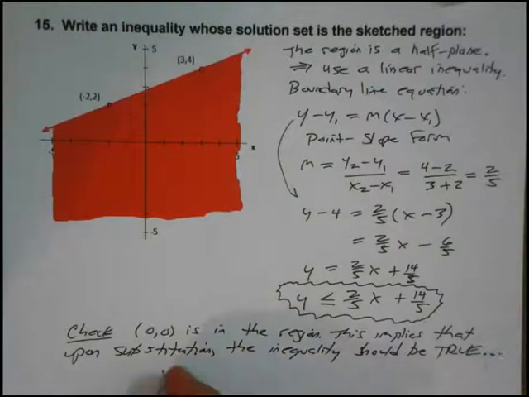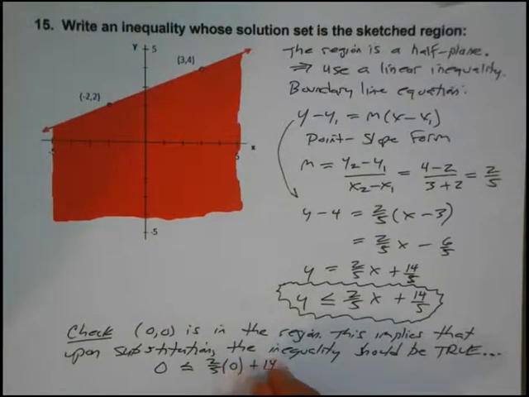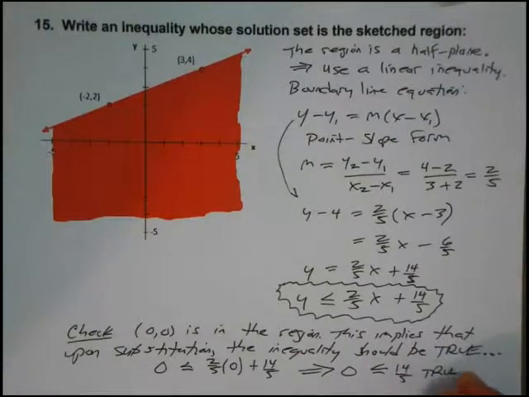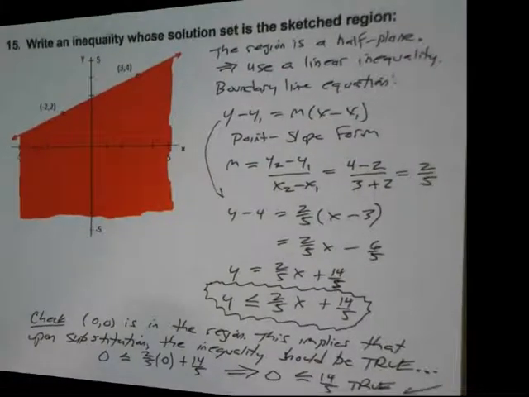Okay, here goes our check. 0 for y less than or equal to 2/5 times 0 plus 14/5. This simplifies to 0 less than or equal to 14/5. What do we think about this? True. And that's our check. Okay, looks good.